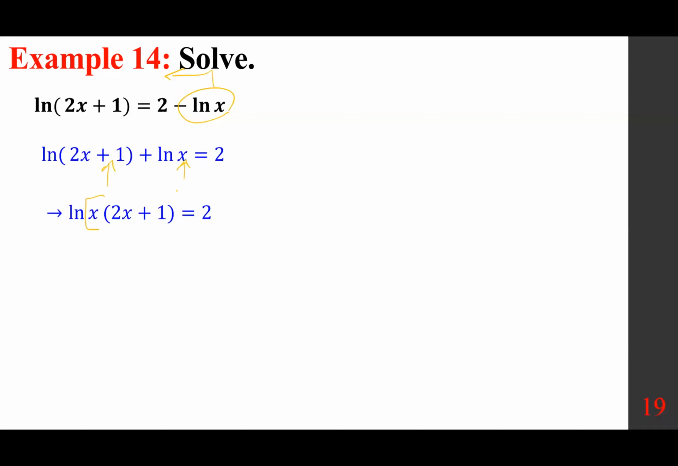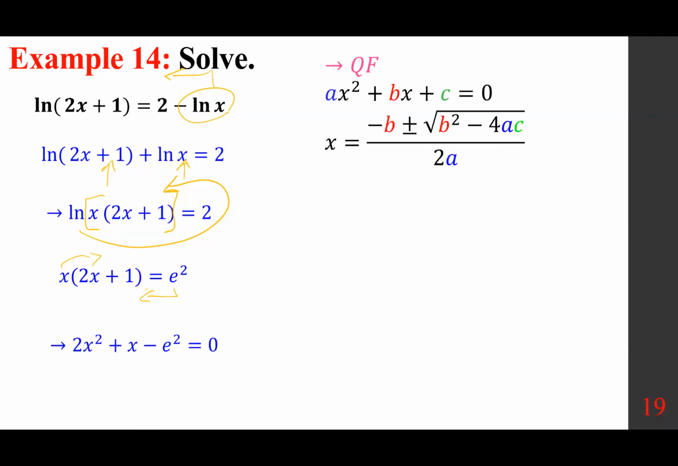In essence, you're dealing with this. And remember the arrow. So the argument is e squared. Distribute the x and move the e squared to the left. And now you're dealing with a quadratic function. Ax squared plus bx plus c is 0. X is minus b plus minus the square root of b squared minus 4ac over 2a, and you want to solve it in this fashion. What is a? 2. What is b? 1. What is c? Precisely negative e squared.